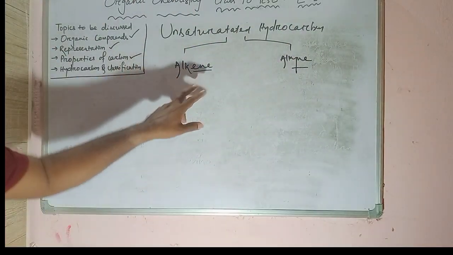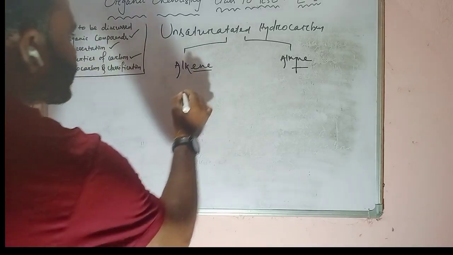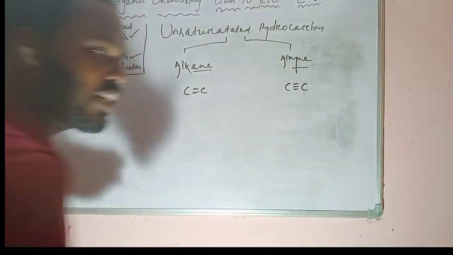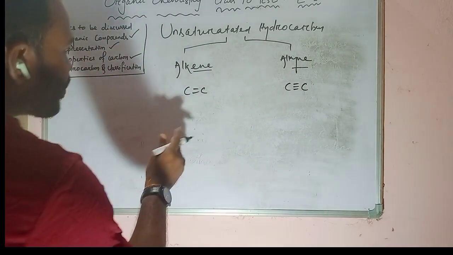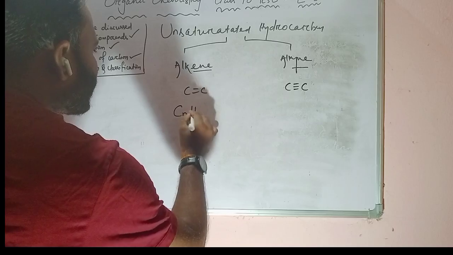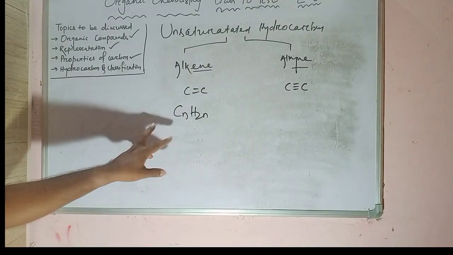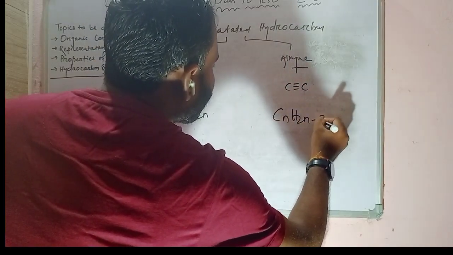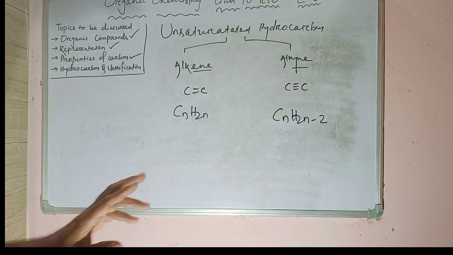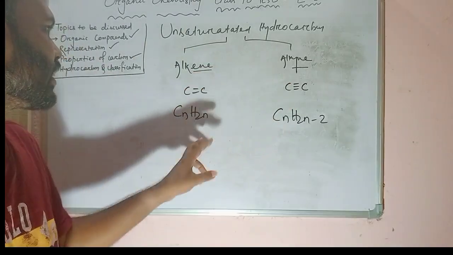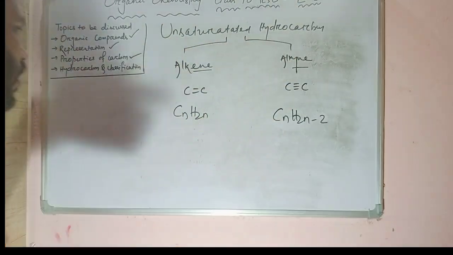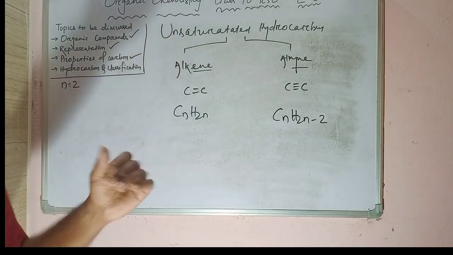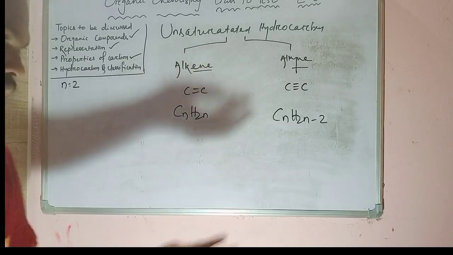What is the meaning of this ene? That means the presence of a double bond between the carbon atoms, and here the presence of a triple bond between the carbon atoms. If I define, alkene has a general formula, CnH2n, and alkyne has the general formula CnH2n minus 2. Now tell me, how many minimum carbons are present in this unsaturated hydrocarbon? Only 2. So we'll start for n equal to 2. Rest of these things are similar, like eth, prop, but, everything is similar.